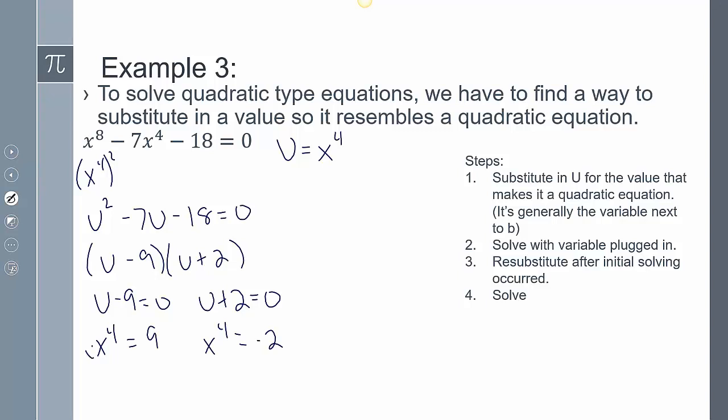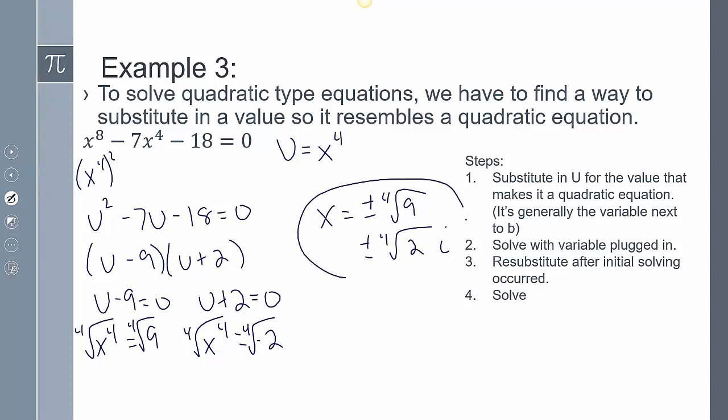So now taking the fourth root. Ooh, that's fun. This is going to give me x equals plus or minus the fourth root of 9. Well, that doesn't simplify. And then plus or minus the fourth root of 2i. Because it's an even root, just know that you still have imaginary numbers because of that.